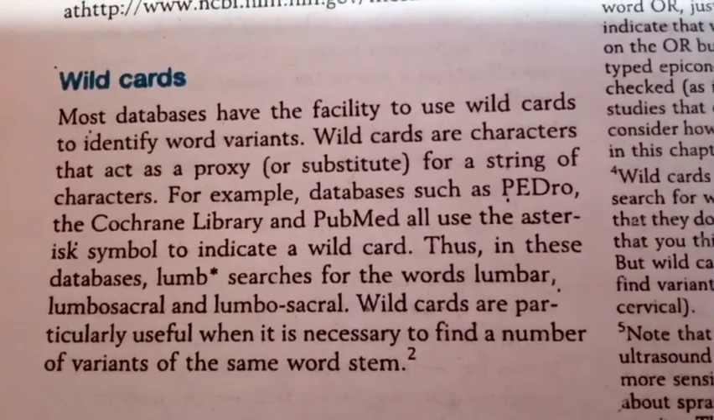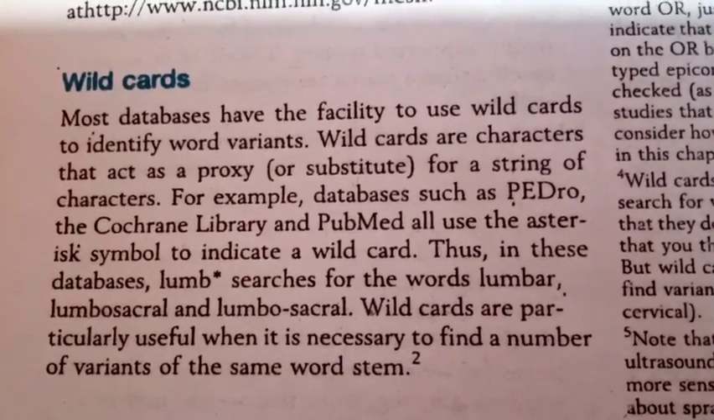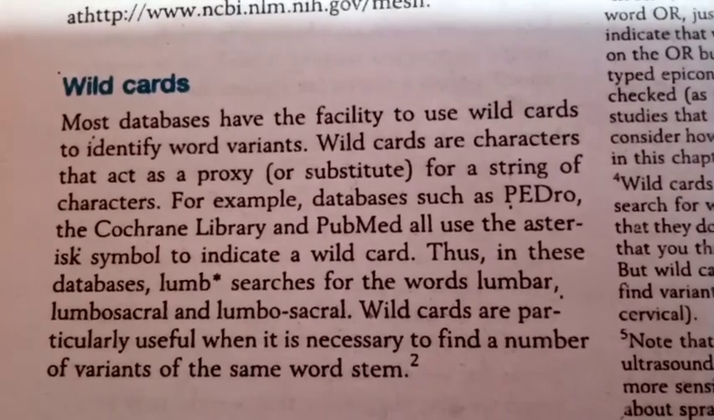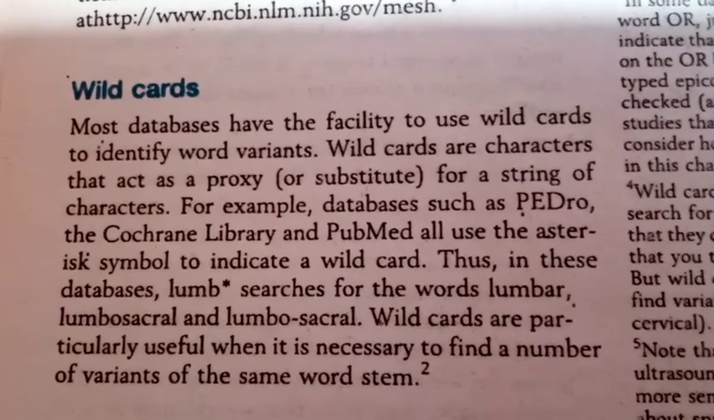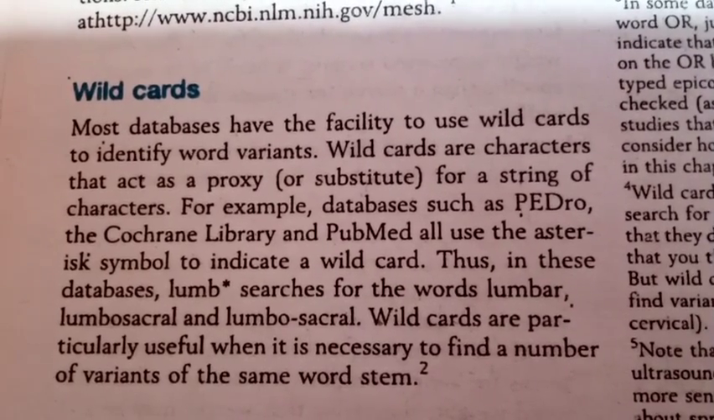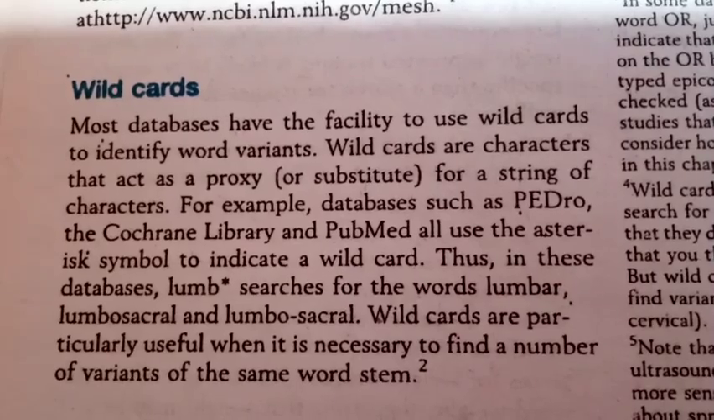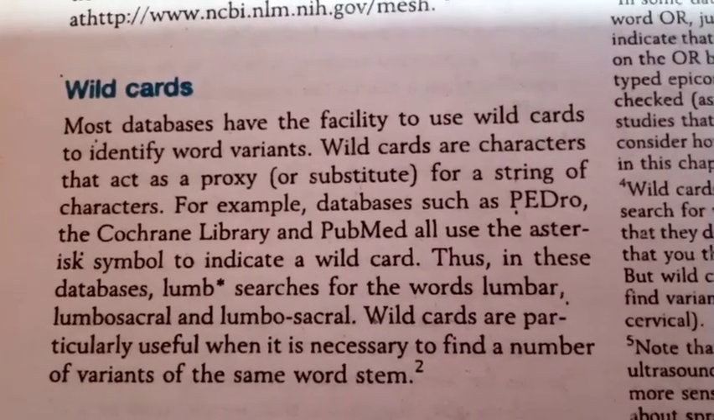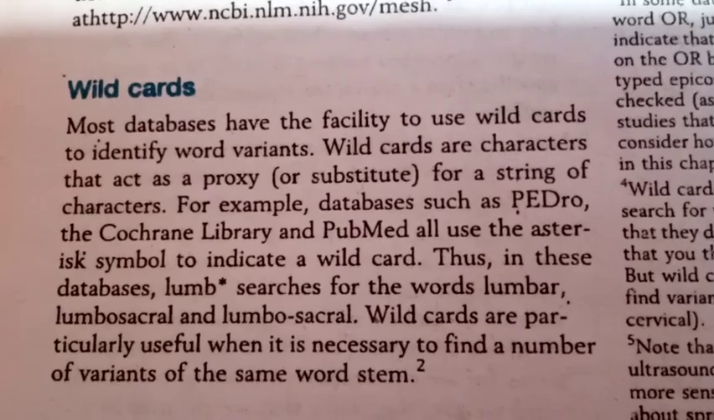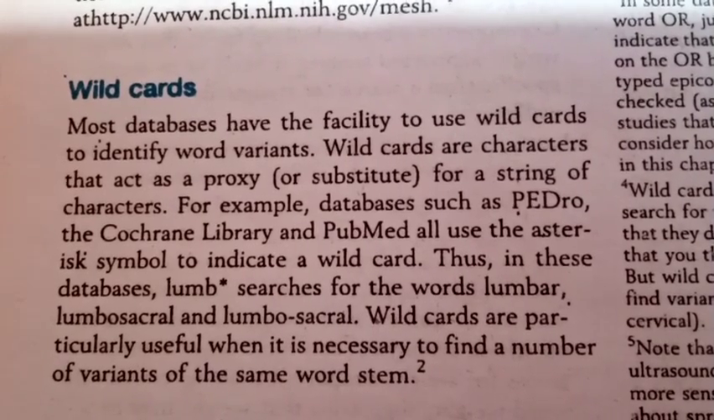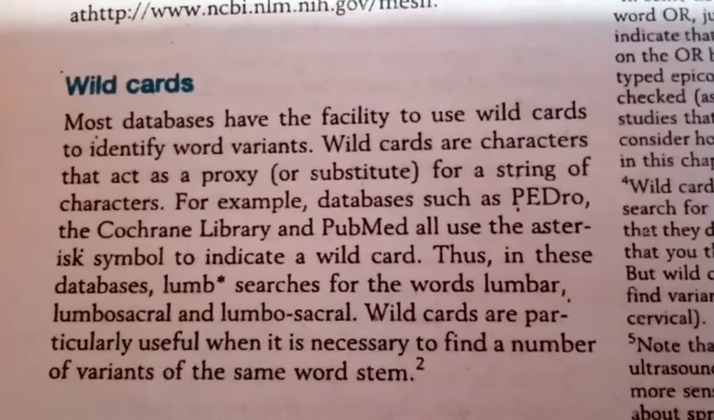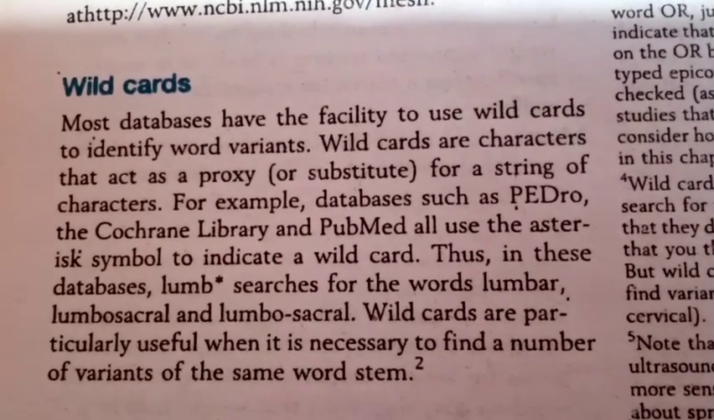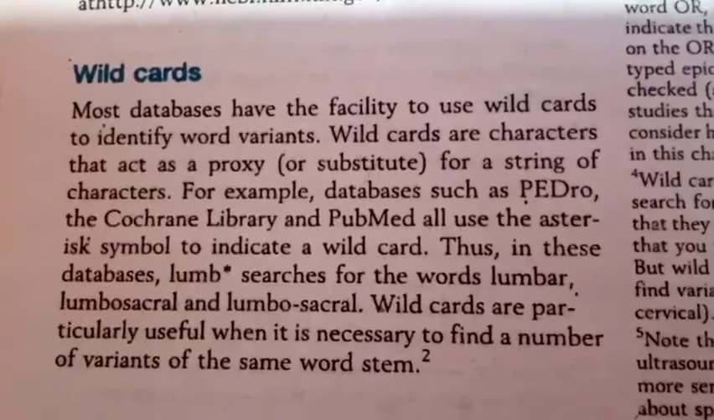Most databases have the facility to use wild cards to identify word variants. Wild cards are characters that act as a proxy, a substitute for a string of characters. For example, databases such as the Cochrane Library and PubMed always use the asterisk symbol to indicate the wild card. Thus, in these databases, a lumb* search finds the words lumbar and lumbosacral. Wild cards are particularly useful when it is necessary to find a number of variants in the same system.